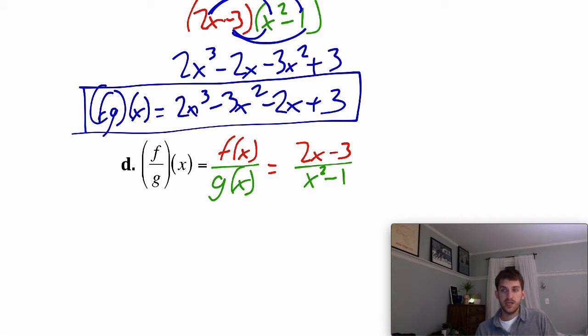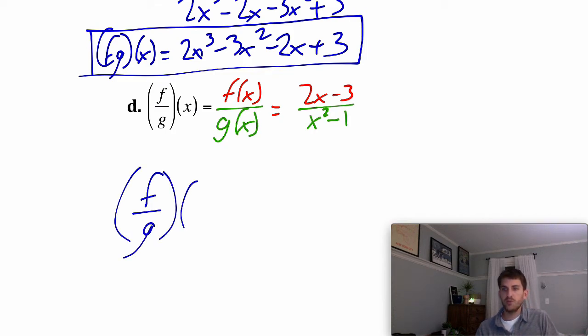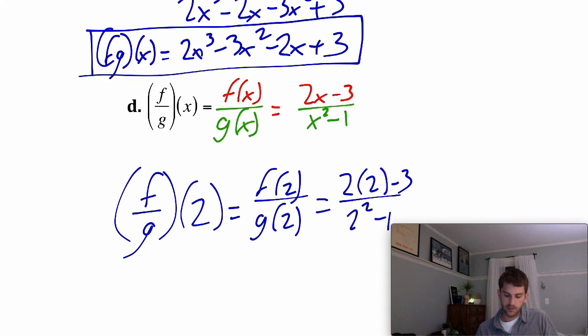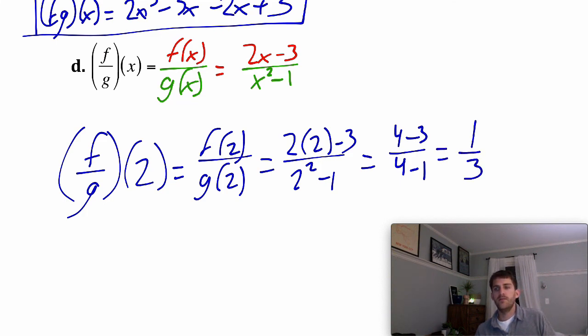What we could do to test this out, if you wanted to do, say, f over g, I'm going to do this in blue, of, let's pick a number, 2. It would be the same as f of 2 over g of 2. So in other words, we'd have 2 times 2 minus 3 over 2 squared minus 1. So we'd have 4 minus 3 over 4 minus 1, which would give us 1 over 3. So that's just a way to format these things, how to plug these into the various setups.